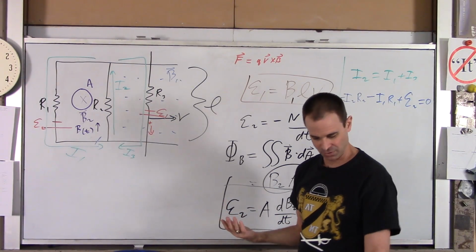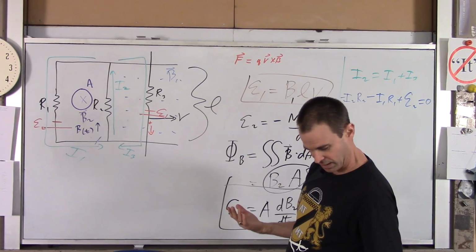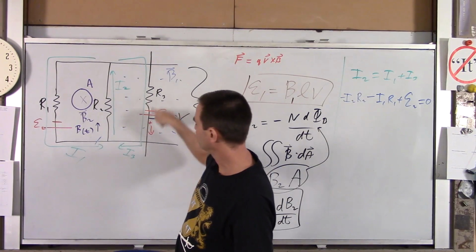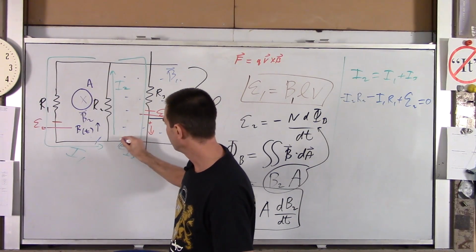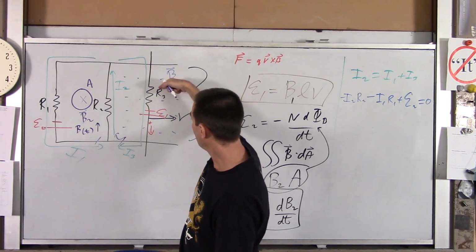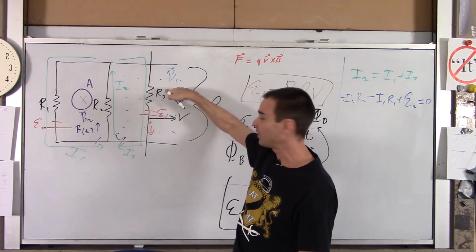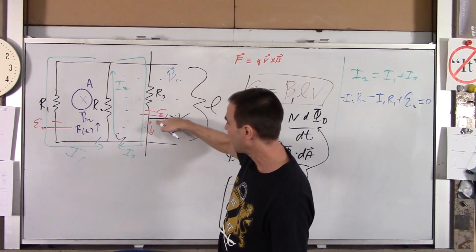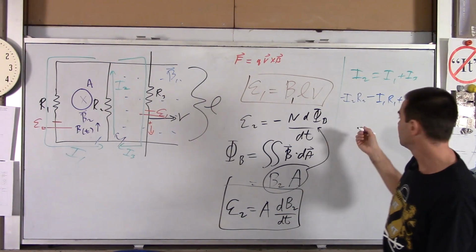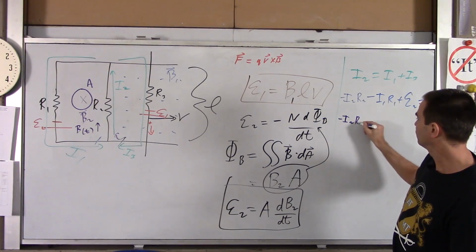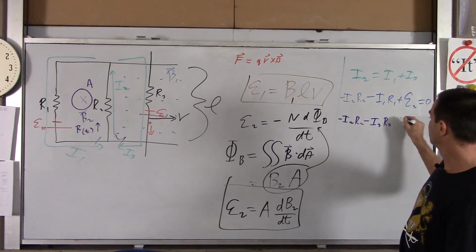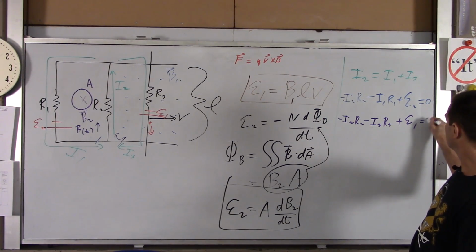So you pick a different loop. I'll use the right-hand loop, and I'll go clockwise through that, and I'll start here and go this way. So we go with I2 through R2, we have a voltage drop. We go with I3 through R3, that's a voltage drop. And then we go from the low to the high voltage part of that pseudo battery, so that's a positive voltage. So what would you write there? You'd write negative I2R2 minus I3R3 plus E1 equals 0.